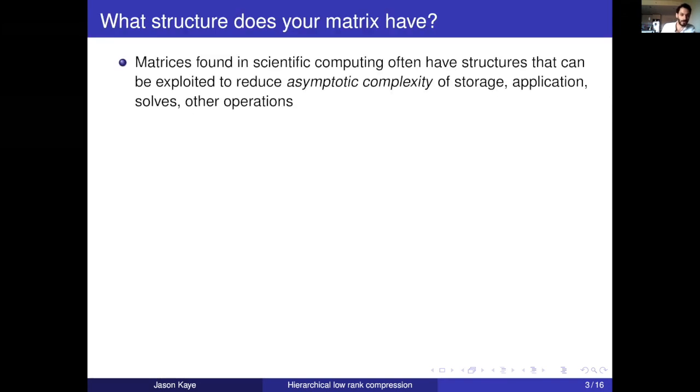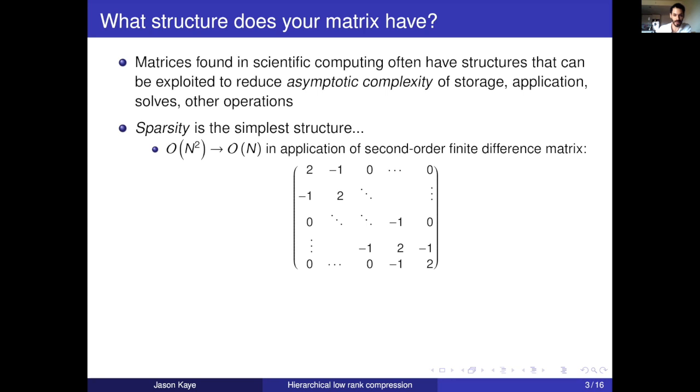So just some general remarks. It's very common for matrices found throughout scientific computing to have some kind of structure that you can take advantage of to reduce the asymptotic complexity of storing them and doing various operations on them, as opposed to the price of dense matrix operations. So the simplest structure is just sparsity. Many entries of your matrix are 0.